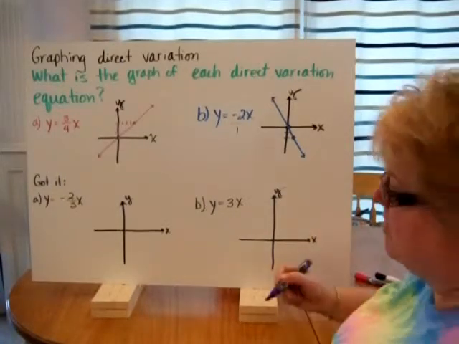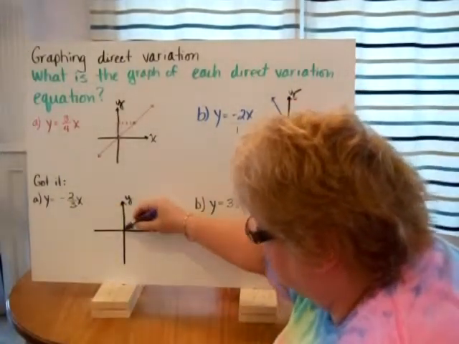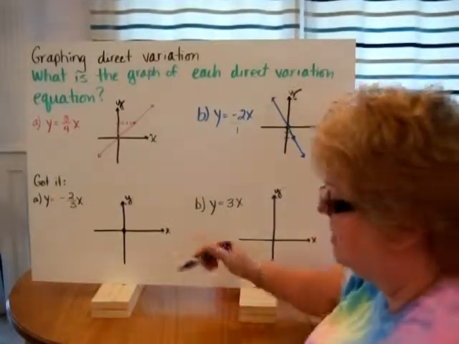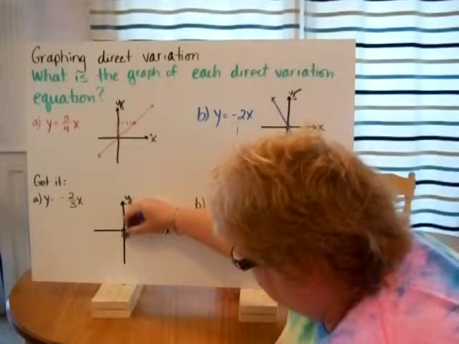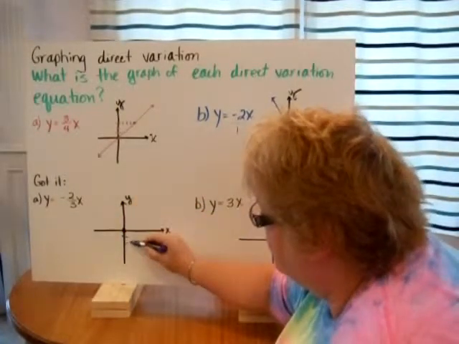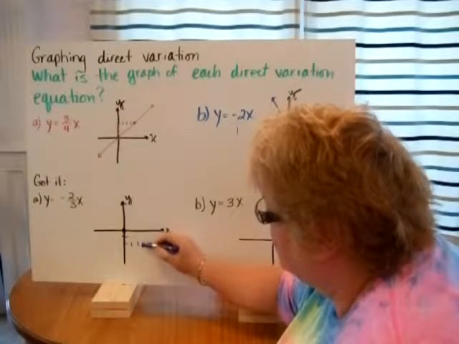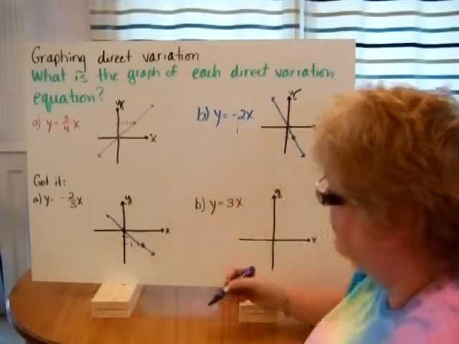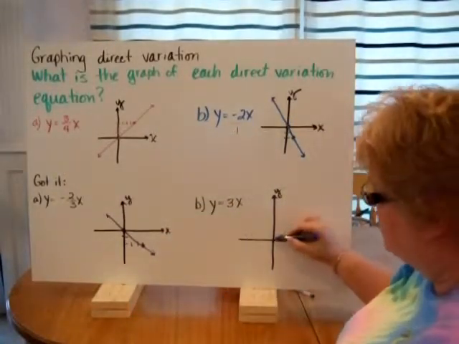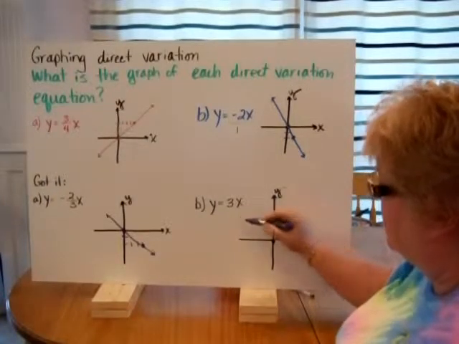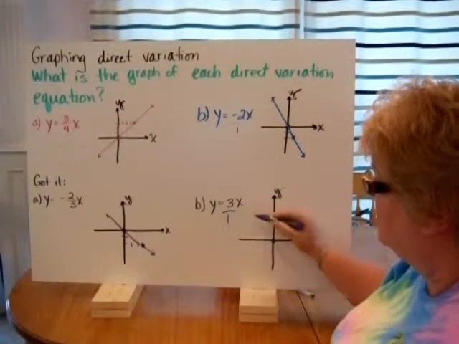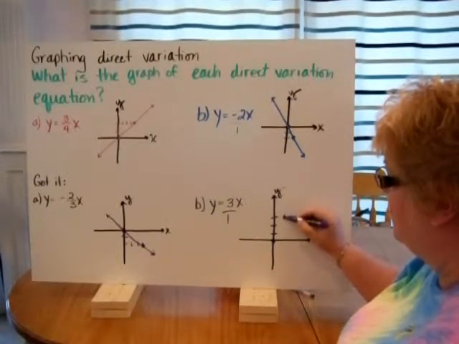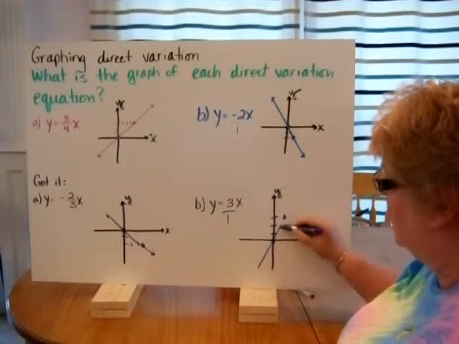On the got it, once again, for this problem, you're going to start on the origin. This direct variation will always start with the origin. We're going to go down 2, and then we're going to go right through. Put the second point and draw your line. And the last problem, y equals 3x, start at your origin. Remember, 3 is 3 over 1, so we're going to go up 3. We're going to go over 1, put our second point, and draw the line.